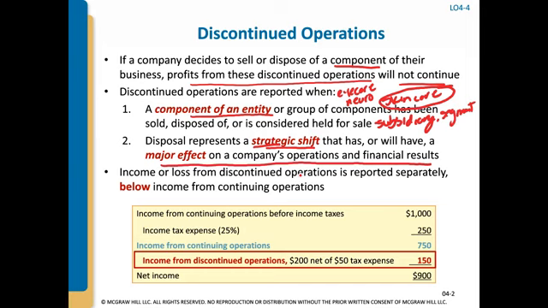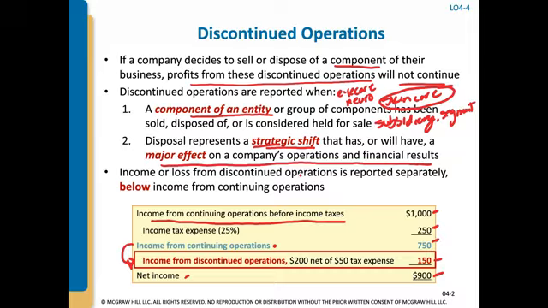The discontinued operations, the gain and loss or income and expense from it, are reported on the income statement. However, the income statement, if you recall, begins with your revenue and expenses from continuing operations. And at the end of it, you get your income from continuing operations before taxes. Then you have your income tax expense to get your income from continuing operations. When you have discontinued operations, you report it separately right underneath. In this example, income from discontinued operations is $200 net of $50 tax expense. And so therefore your total net income is $900.